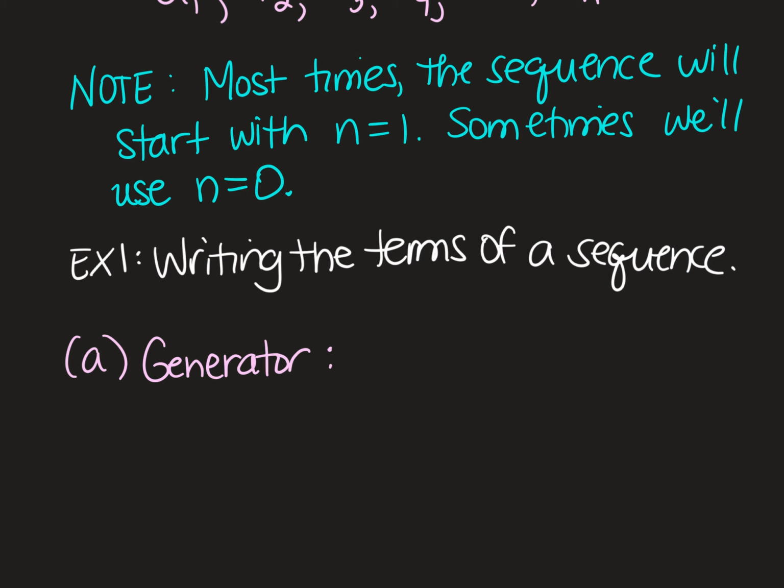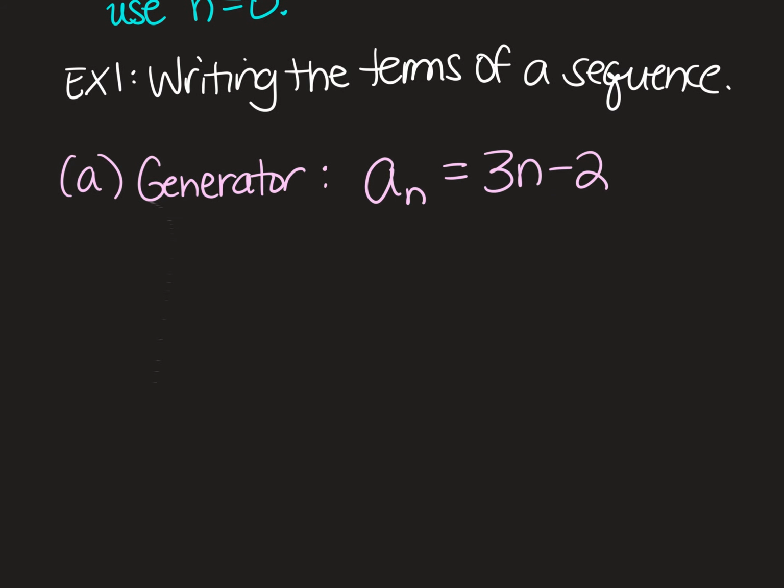So our generator is given by a sub n. The nth term is defined by taking 3 times n and subtracting 2. So 3n minus 2. Okay, so our generator is that. I want us to find the first 4 terms. So a sub 1, a sub 2, 3, and 4. Let's find our first 4 terms.